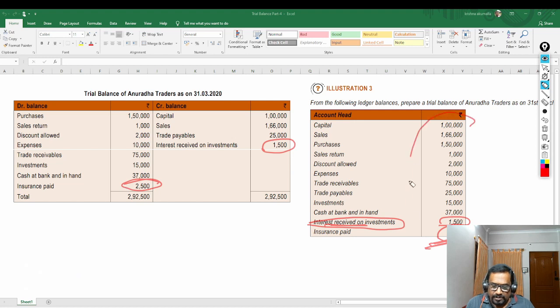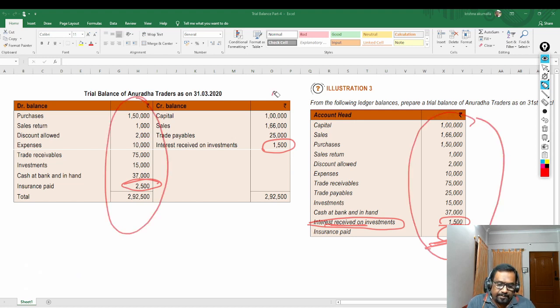This is how you need to assess these transactions and update them in your trial balance. Very simple. It won't take more than 5 minutes for you to assess this. So start assessing your transactions in this fashion.